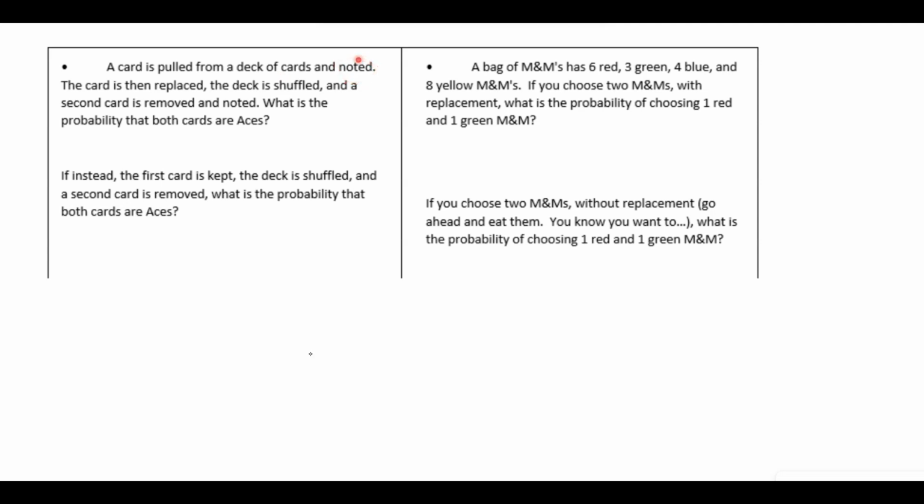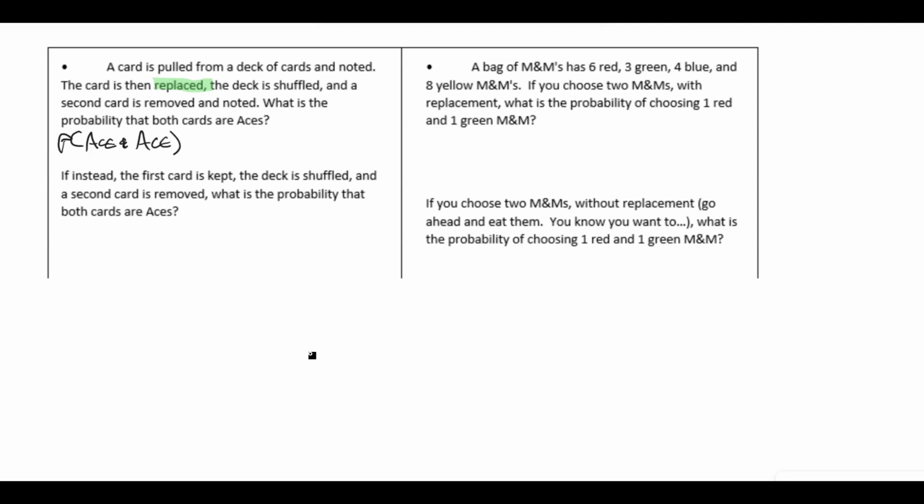The card is then replaced. This is the critical word. The deck is shuffled and a second card is removed and noted. What is the probability that both cards are aces? So we have the probability of ace and ace.